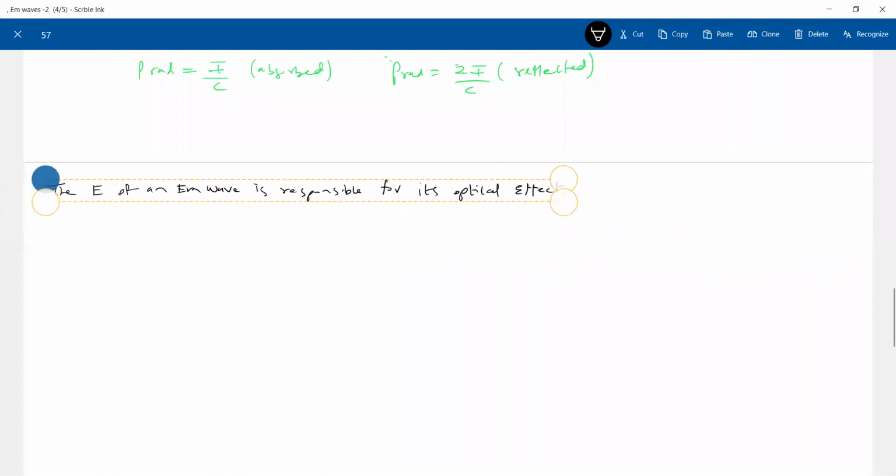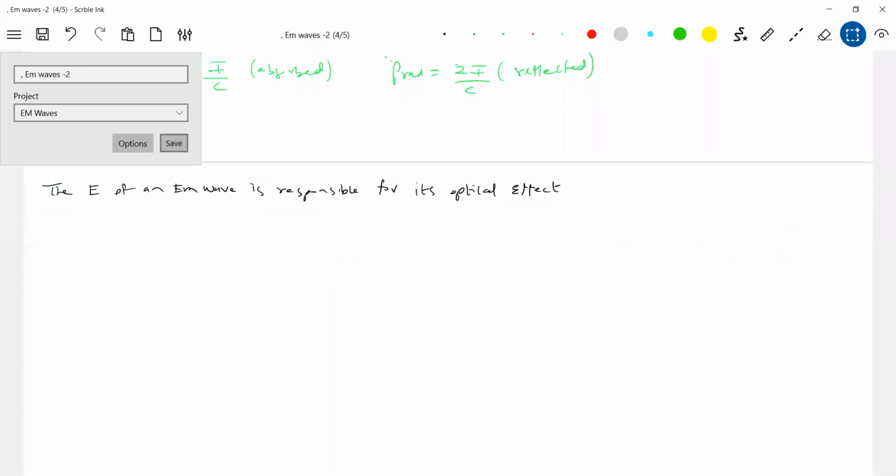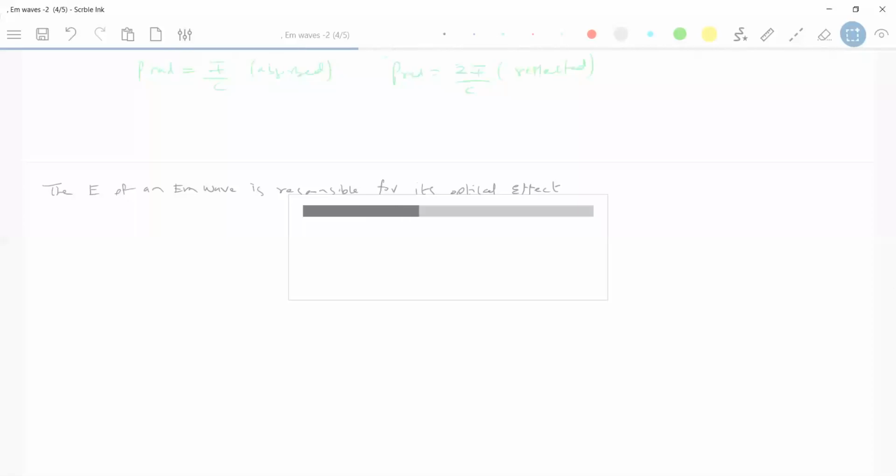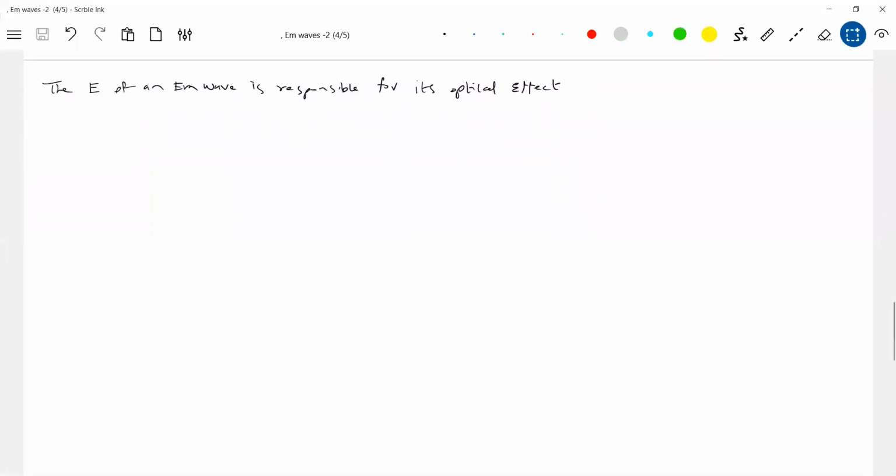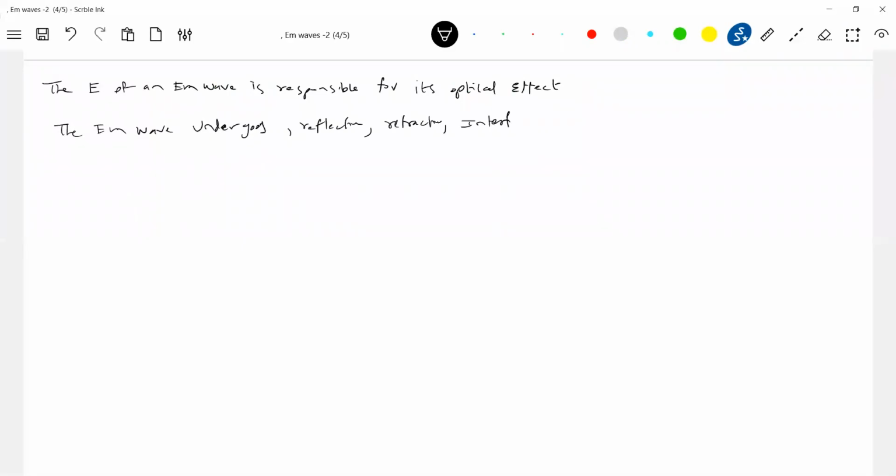Now, light is what? Light is an EM wave. So the E bar vector of the EM wave is responsible for the optical effect. And can the EM wave undergo refraction, reflection? Yes, the EM wave undergoes reflection, refraction, interference, diffraction. All the properties of light that we study, you can apply to the EM wave also. So they may test you with respect to the EM wave on all of that.